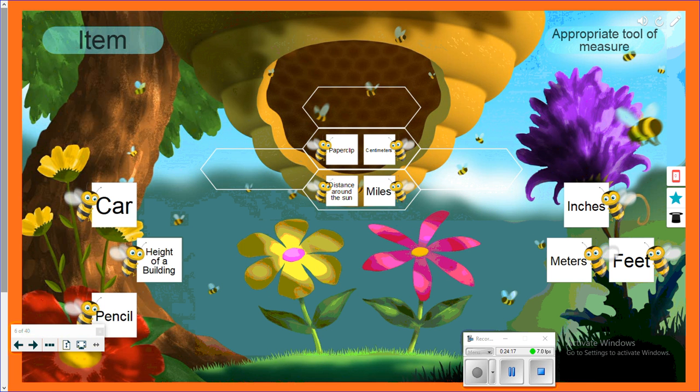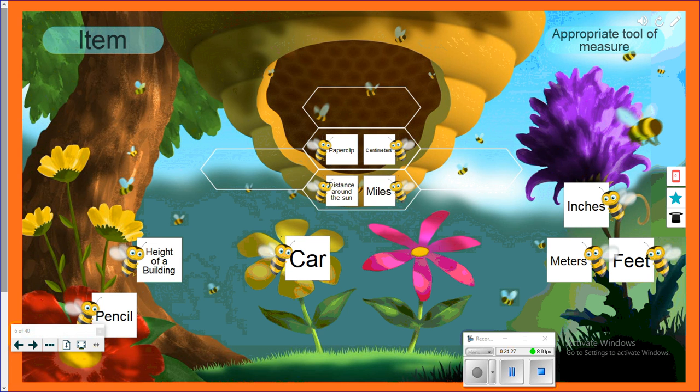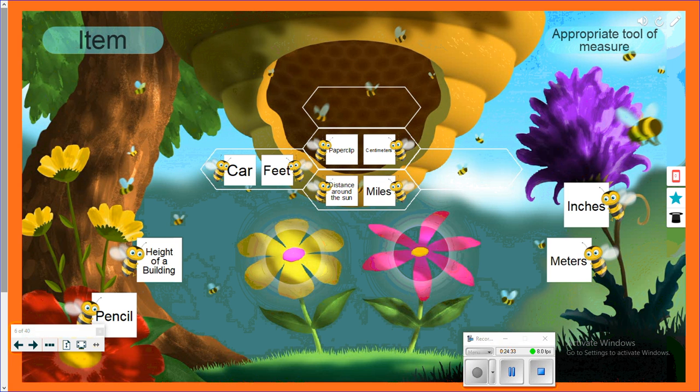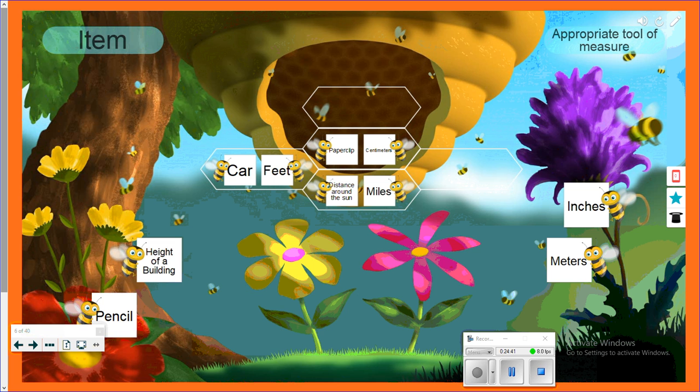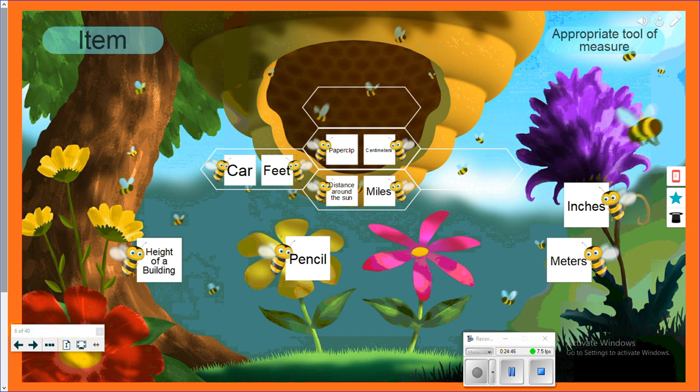All right, Lucy. Do a car. I don't want a couple of different options. Maybe feet. Yeah. All right. Let's see. Grace Jansen. All right. How about a pencil? We have inches or meters. It's a little delayed.